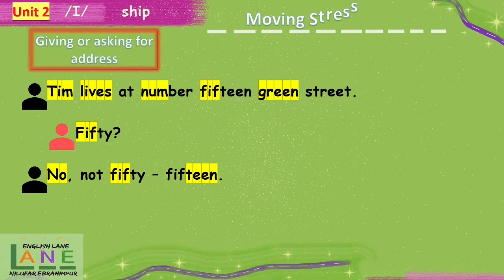That's it. Now try to repeat these sentences using the right stress. Tim lives at number 15 Green Street. Tim lives at number 15 Green Street. 50? No, not 50. 15. Please rewind this video and repeat after me, and then continue and go to the next part.